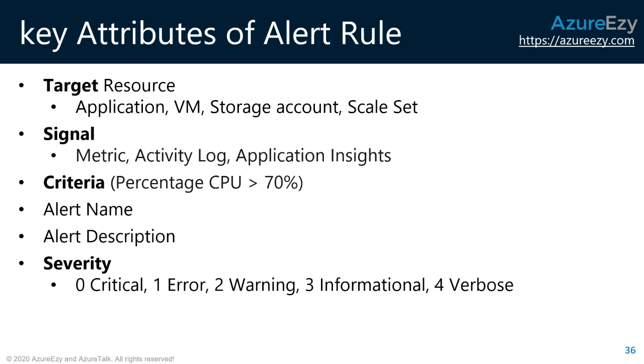Then you can also specify the severity, and we have 5 severity levels starting from 0, which is critical, to 4, which is verbose. 0 critical, 1 error, 2 warning, 3 information, 4 verbose. So you can specify that if this kind of alert happens, we want to nominate it as critical, or we want to specify it as a warning or information.